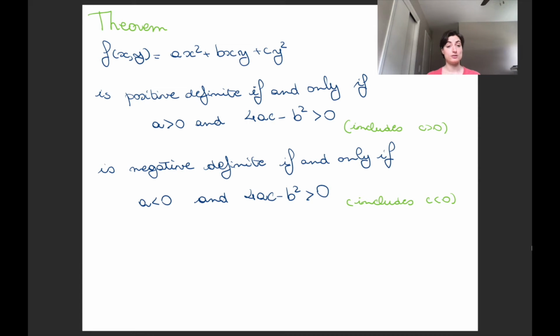The same function is negative definite if and only if a is negative and 4ac minus b squared is positive again. Because a is negative, in order for 4ac minus b squared to be positive, we need c to be negative. So you can flip a and c around and you notice that the sign keeps being the same. So this is an easy class to check being positive definite or negative definite.